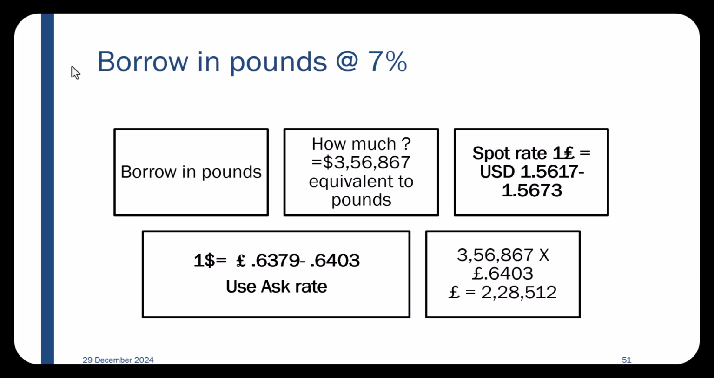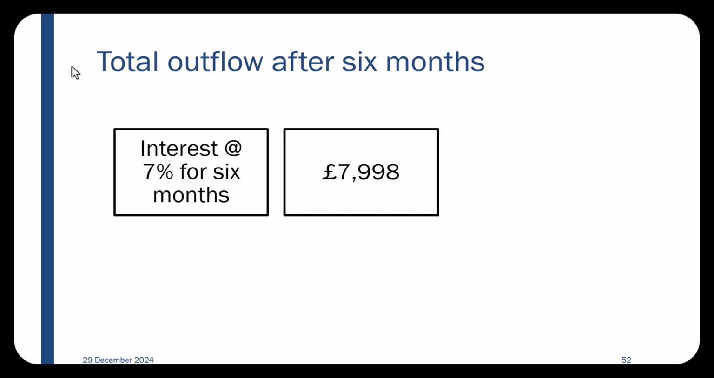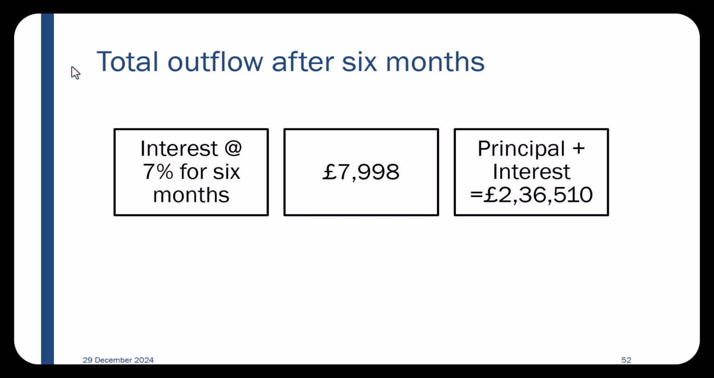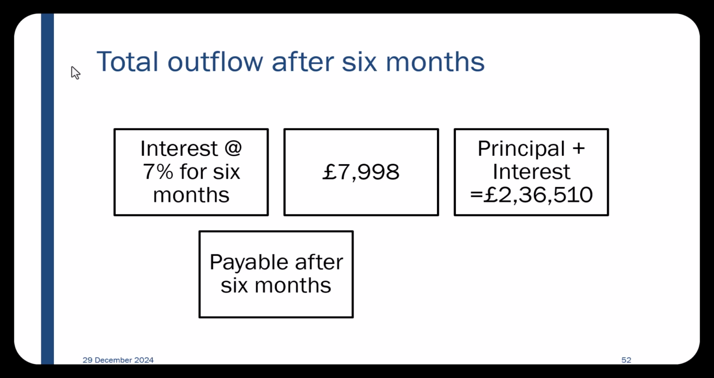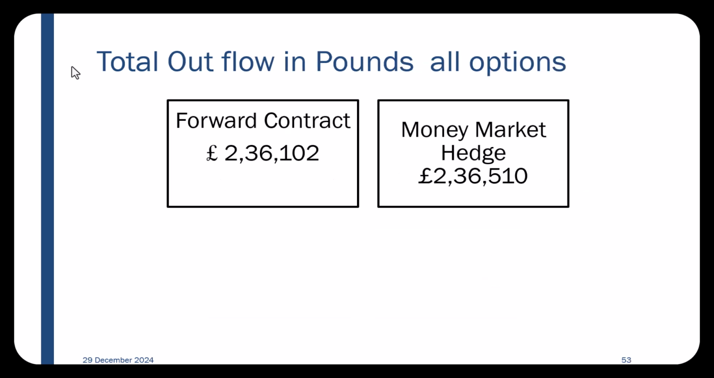At what rate? 7%. So interest comes to 7,998. So principal plus interest will come to 2,36,000. So this is your cost. Now compare the two, money market and the forward. So money market seems to be expensive. Money market is expensive, right? Forward cover is cheaper. The company should take a forward cover to hedge.